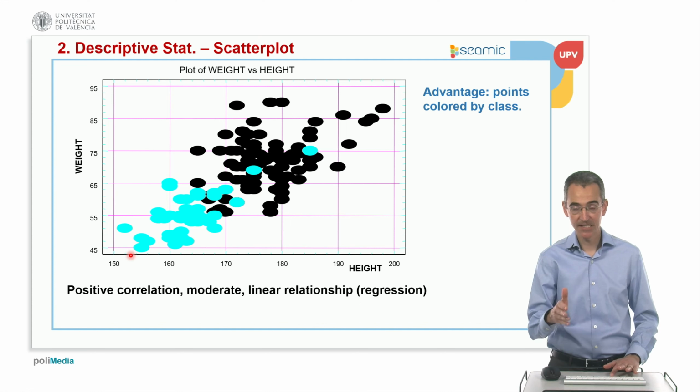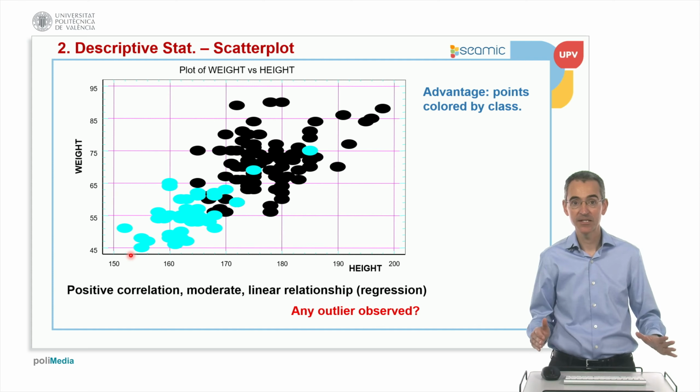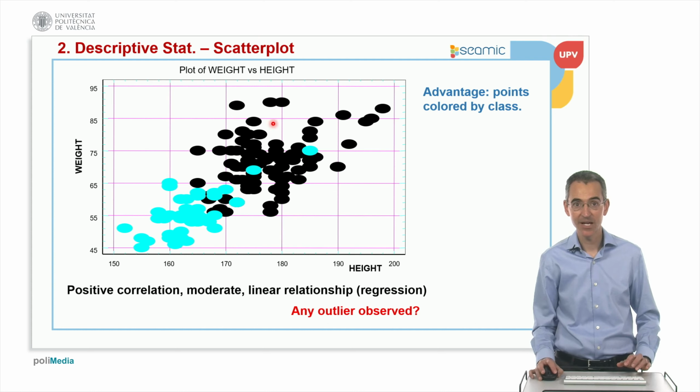An advantage here, as I was saying, is that points can be colored according to some kind of category, and in this example the information is very clear. Also, we can think about whether any outlier is observed. In this case, yes, we have an outlier because we have this point which is far away from the rest of the blue points, but is at the center of the black points. So it seems that something strange is happening in this point corresponding to woman.